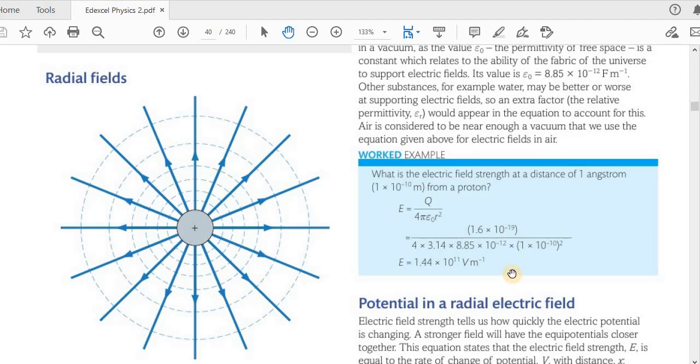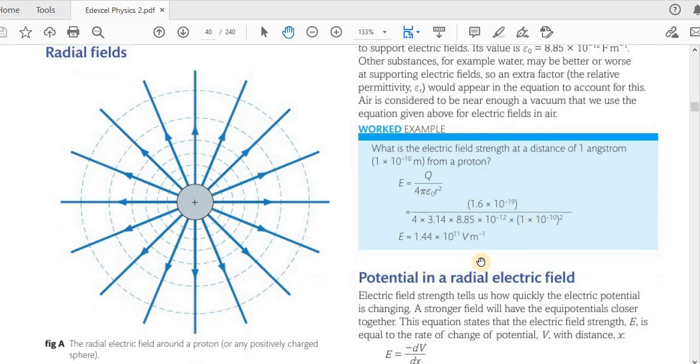One of the units is newtons per coulomb. You can write that, or you can write this, volts per meter. Based on this equation, you can use either one. You can even cancel out the units and figure it out, but you can write that unit, it's fine.